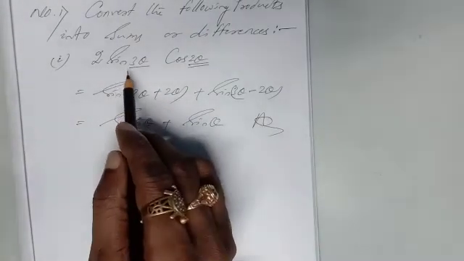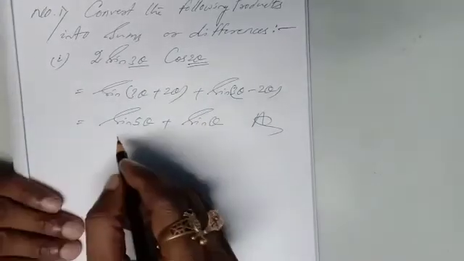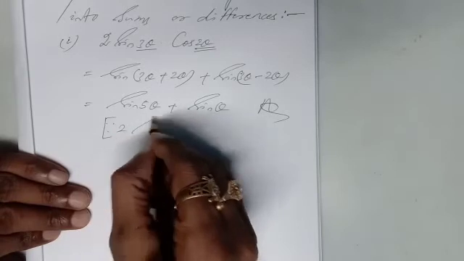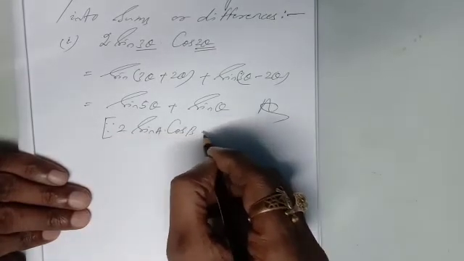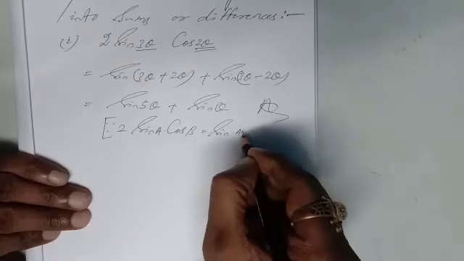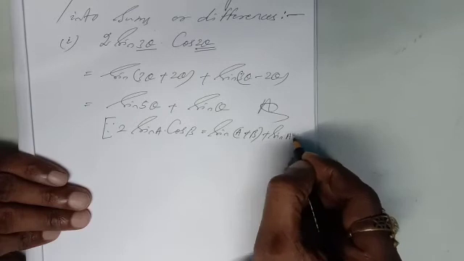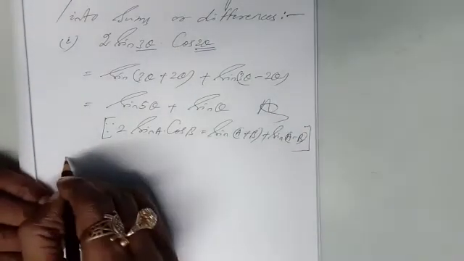That means here you have applied 2 sin A cos B. I am writing the formula here for your convenience. 2 sin A cos B: the formula is sin(A plus B) plus sin(A minus B). This is the formula you have to apply here. Next, go to the second part.